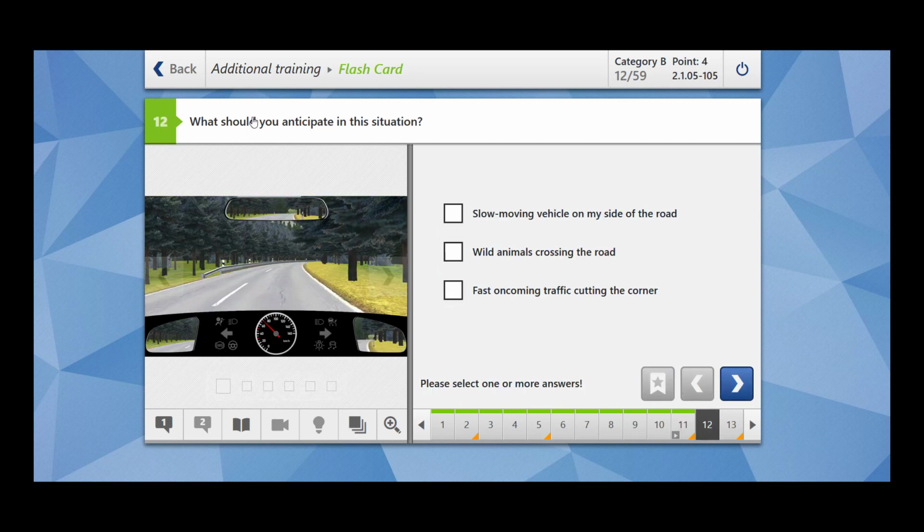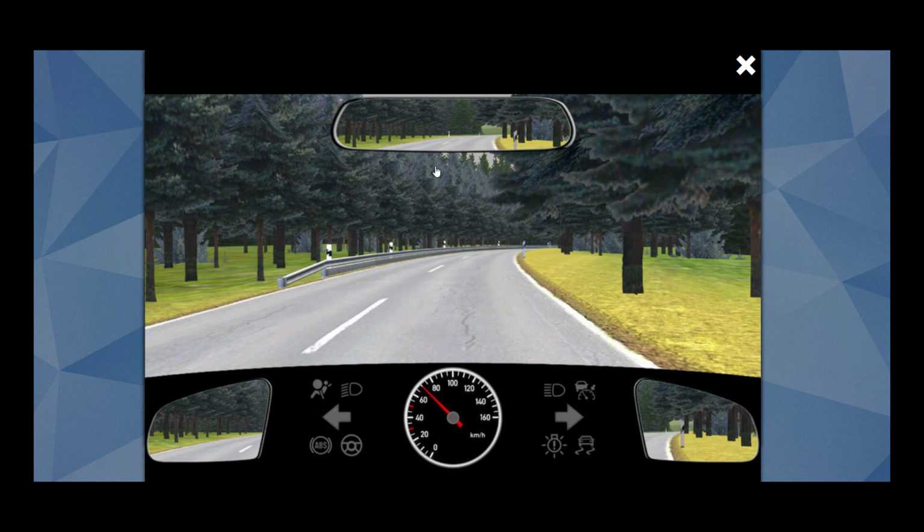Moving towards the next. What should you anticipate in this situation? So what we see, there are trees on both sides. The road surface is not so even. And then there is a bend. What could you anticipate?